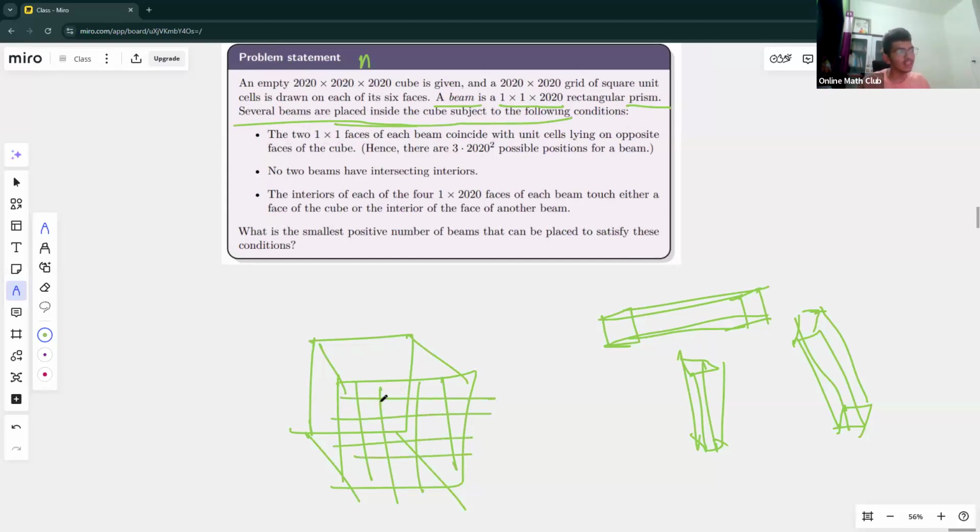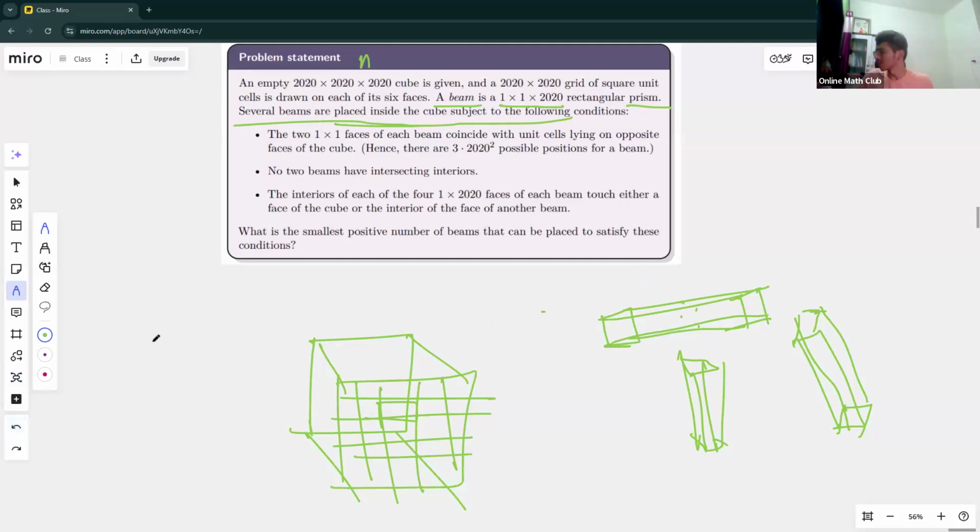And what they want to say is that all of the beam's faces, so this 1, 2, 3, 4, 5, 6, six of the faces should be touching either the side of the cube, this side, or one of the other beams.